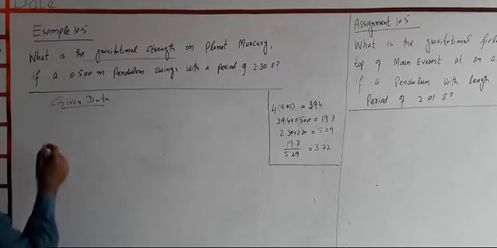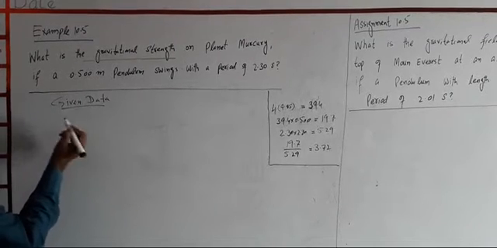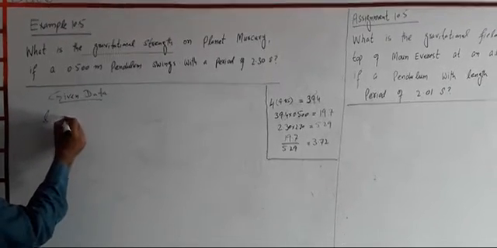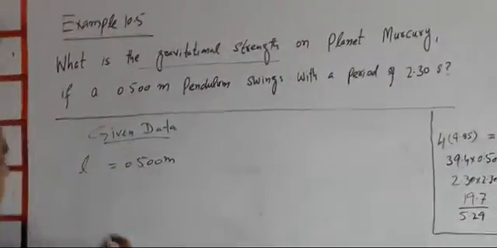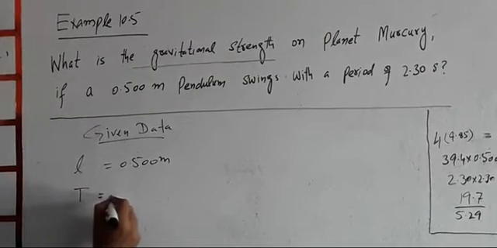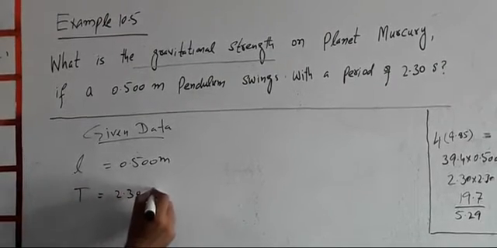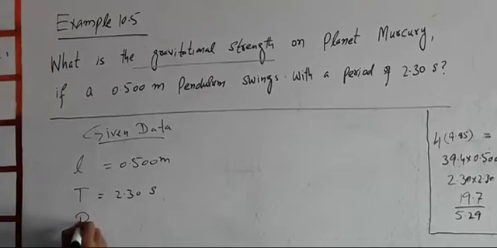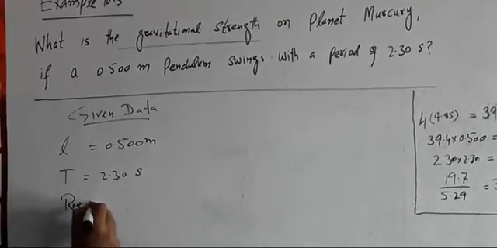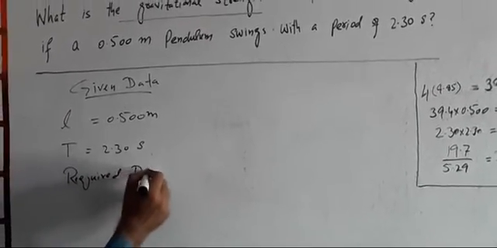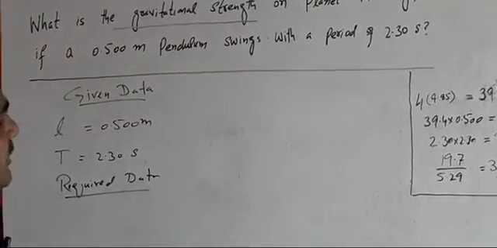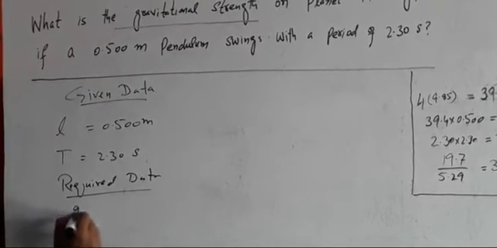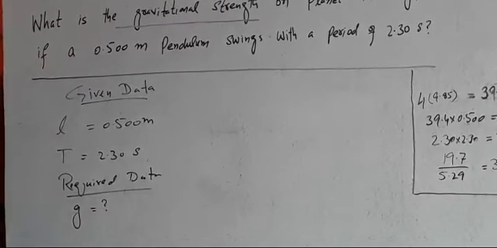I will write the length, which I will represent by L. So L is equal to 0.500 meter, while the time period is represented by capital T. So time period will be equal to 2.30 seconds. Now the required data: we are required to calculate gravitational field strength, which is denoted by small g. So this is our required data.